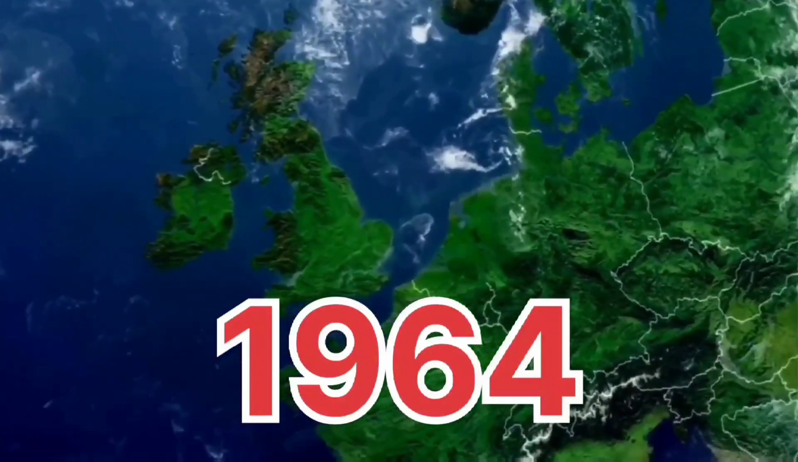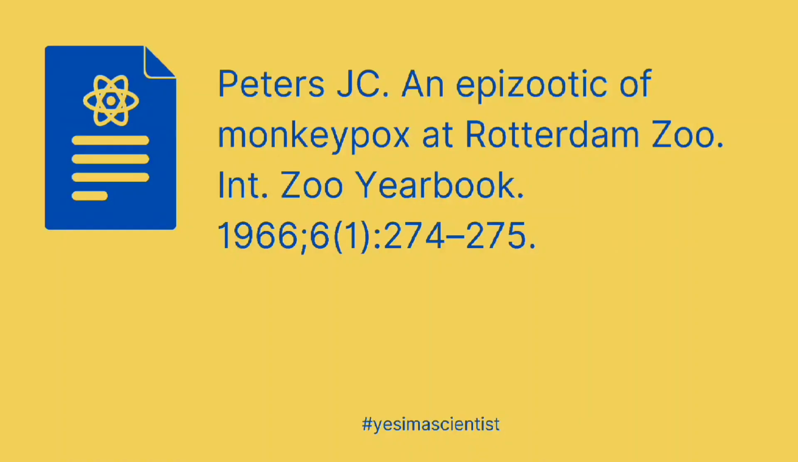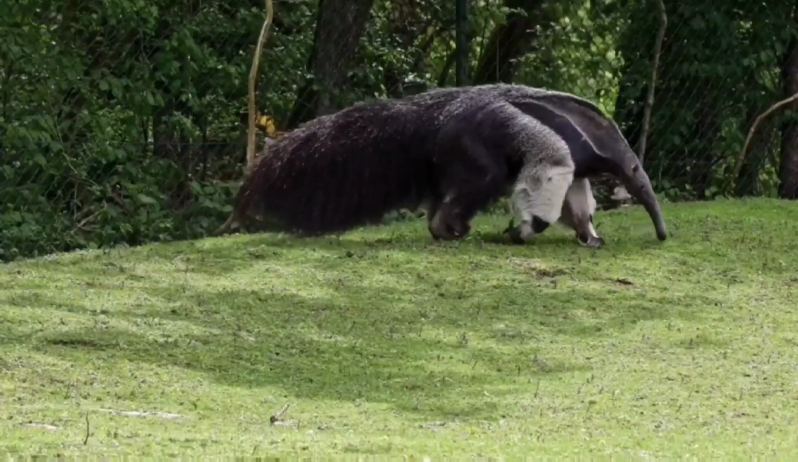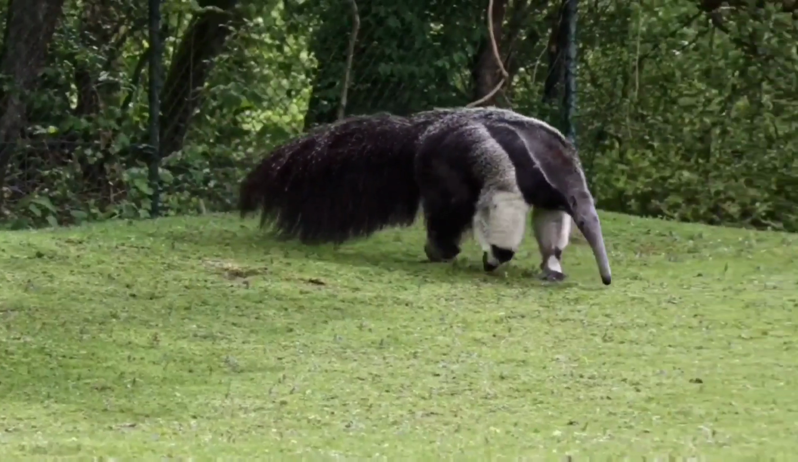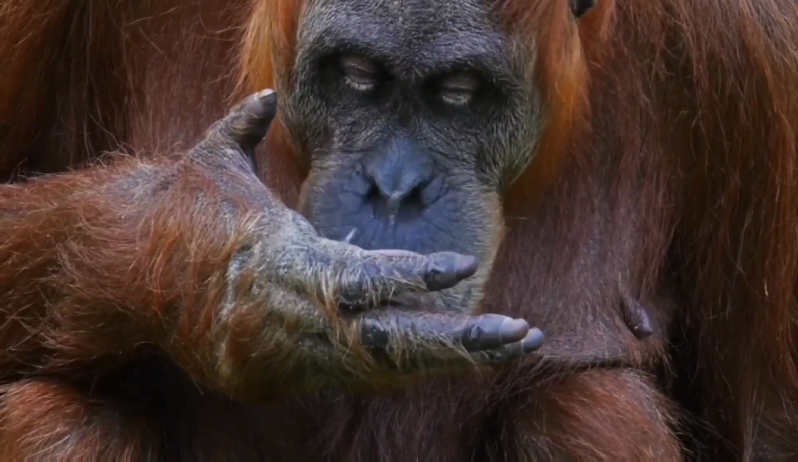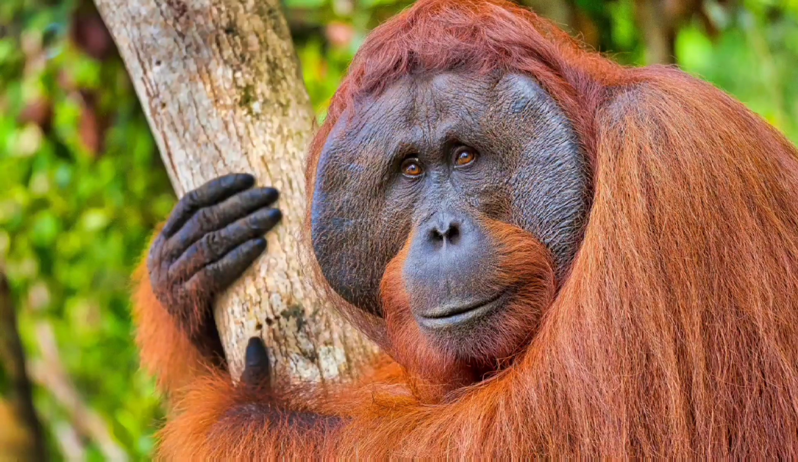In 1964, there was a monkeypox outbreak at the Rotterdam Zoo in the Netherlands. This outbreak revealed that the virus could in fact infect multiple species of animals. It is thought this outbreak was introduced by Central South American giant anteaters who had arrived at the zoo and 12 days later became ill and displayed characteristic skin lesions. These anteaters were housed close by to an Asian orangutan enclosure. Unfortunately, 60% of these orangutans became sick and died.